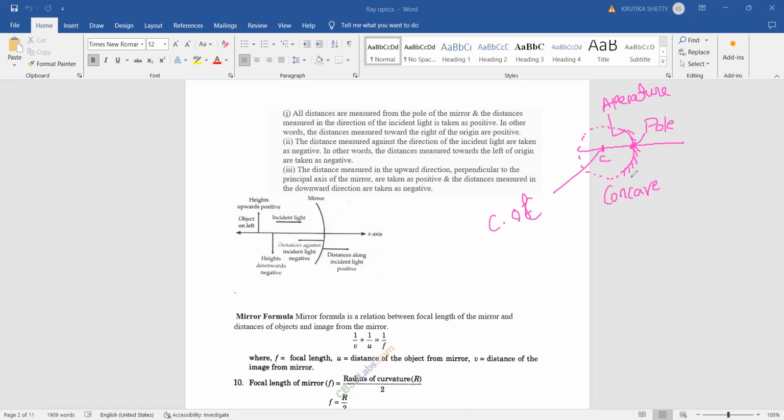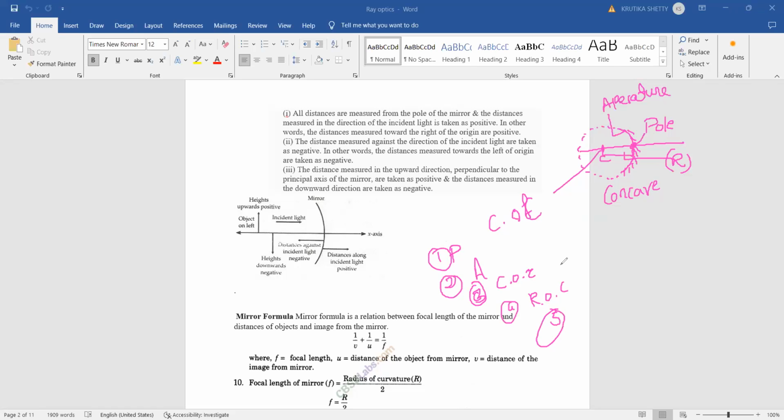So what is center of curvature? Center of curvature is the center of the spherical mirror which forms the part of the reflecting surface. Next, the distance between the pole and the center of curvature is called the radius of curvature, denoted as R. So we first discussed the pole, second aperture, third center of curvature, and the fourth is radius of curvature.